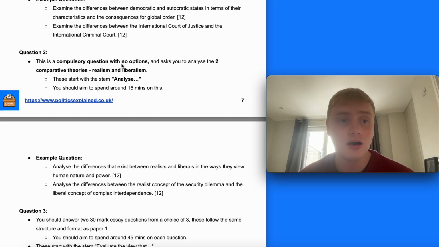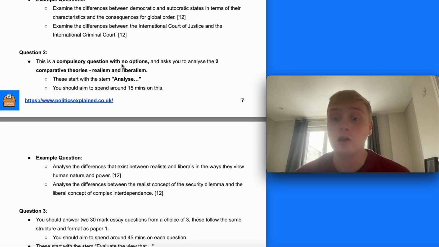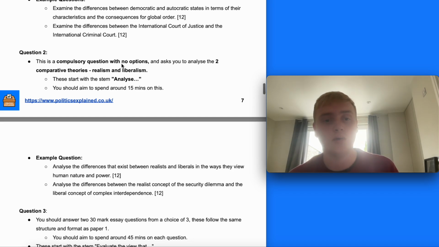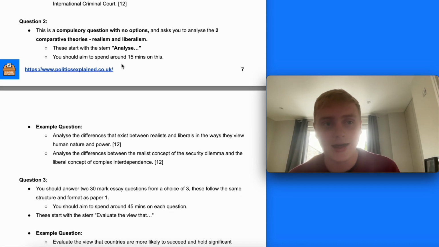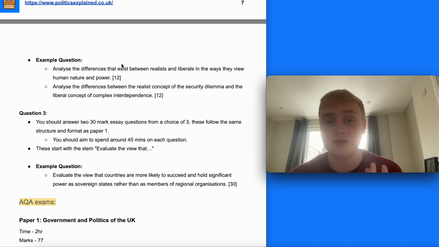It asks you to analyse the 2 comparative theories, so realism and liberalism. So they're different theories in global politics, because these are the key ones used to understand international relations and global politics, rather than comparing between the US and the UK for the US paper. Again, they start with analyse. You usually spend around 15 minutes on it. So analyse the differences that exist between realists and liberals and the ways they view human nature and power, for example.